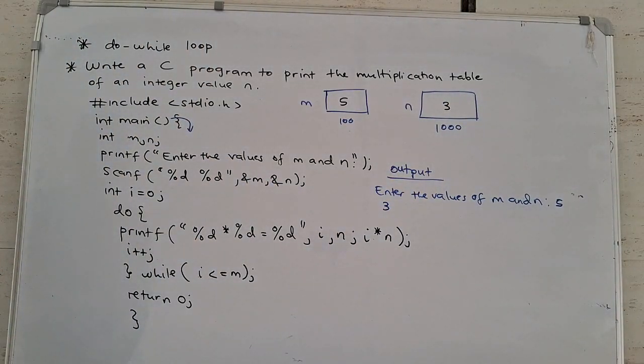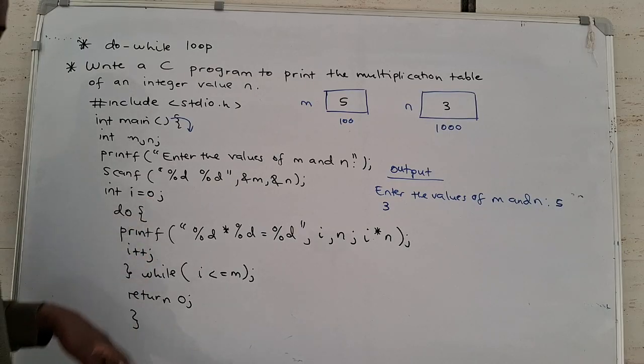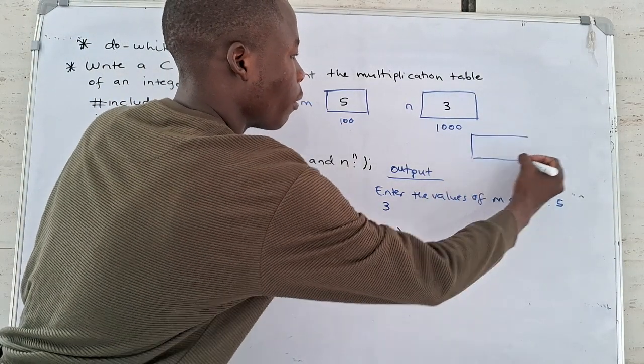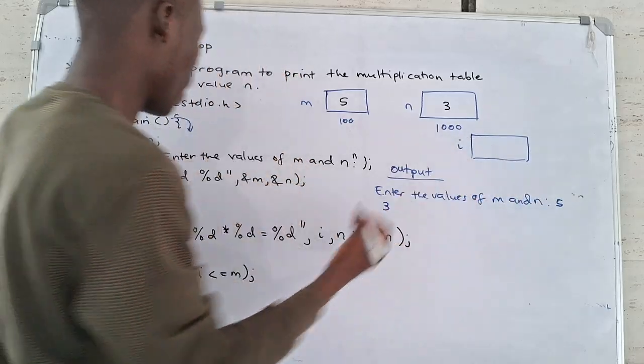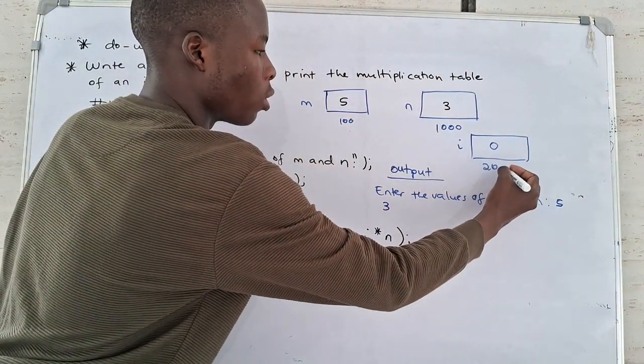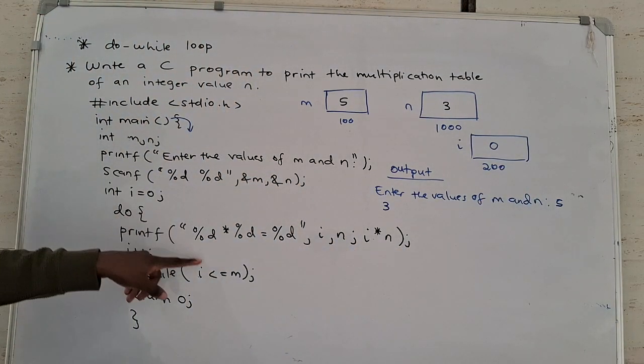Here I have int i is equal to 0. What is going to happen? Some space is going to be allocated for the variable i, and in i we have 0. Suppose this is 200, the memory address. Now see, do this.